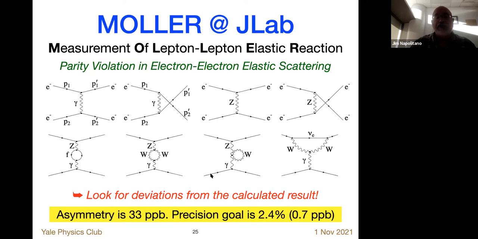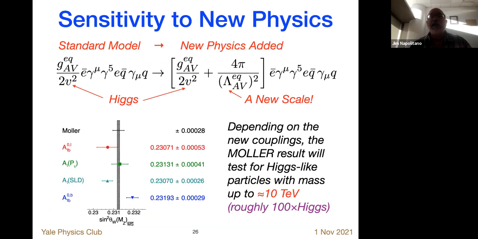The asymmetry is 33 parts per billion, and we're going for a precision goal of only 2.4%, everything put together, a 0.7 parts per billion sensitivity. And to estimate your sensitivity to new physics, you can put in a new energy scale. We call it lambda, and this is where our experiment will be.